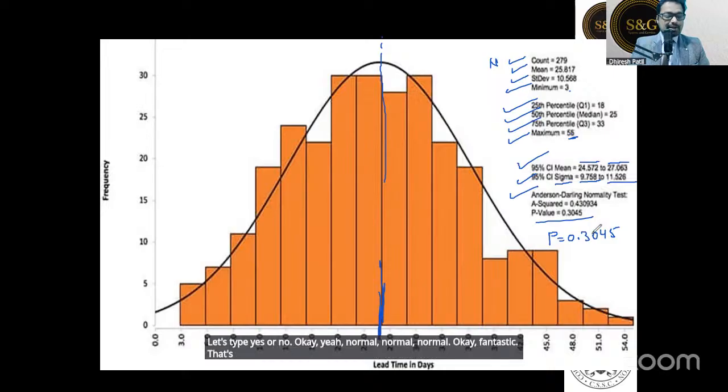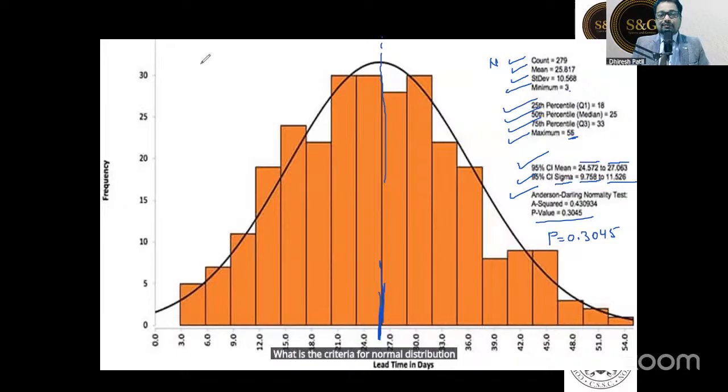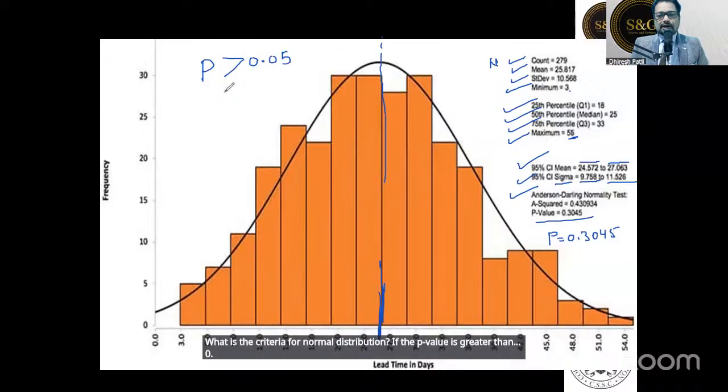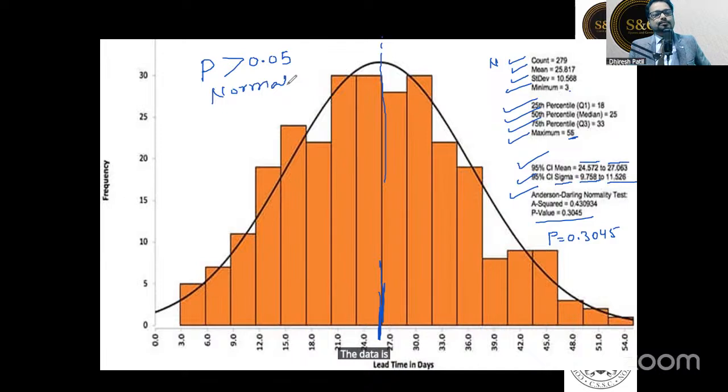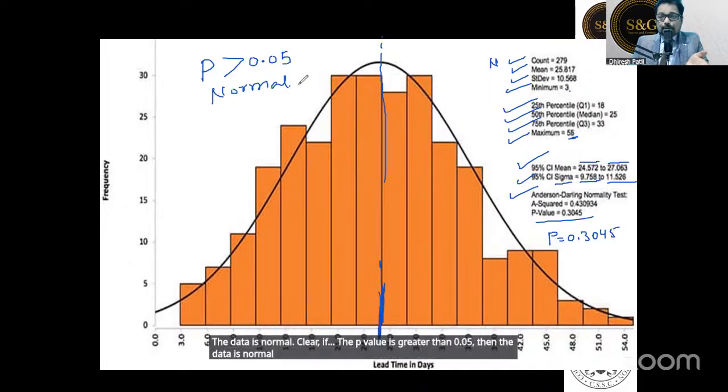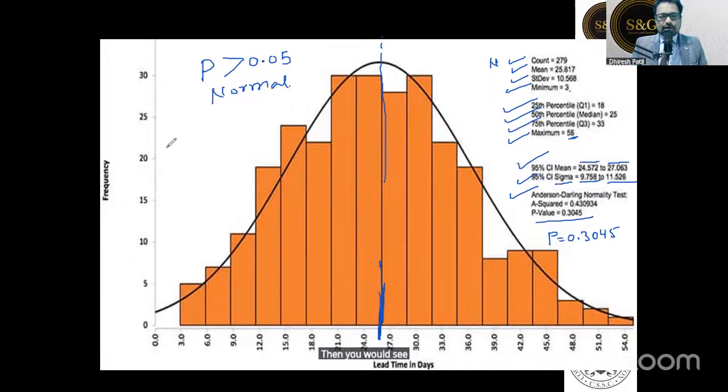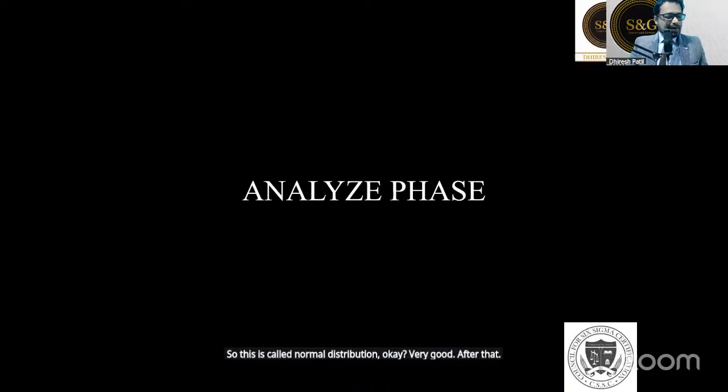That's the right answer. If you remember, what is the criteria for normal distribution? If the p-value is greater than 0.05, the data is normal. Clear? If it is less than 0.05, then you would see a little bit of skewed distribution, just like this. Now you can see a normal, symmetrical distribution, right? So this is called normal distribution. Very good. After that, we enter into the analysis phase.